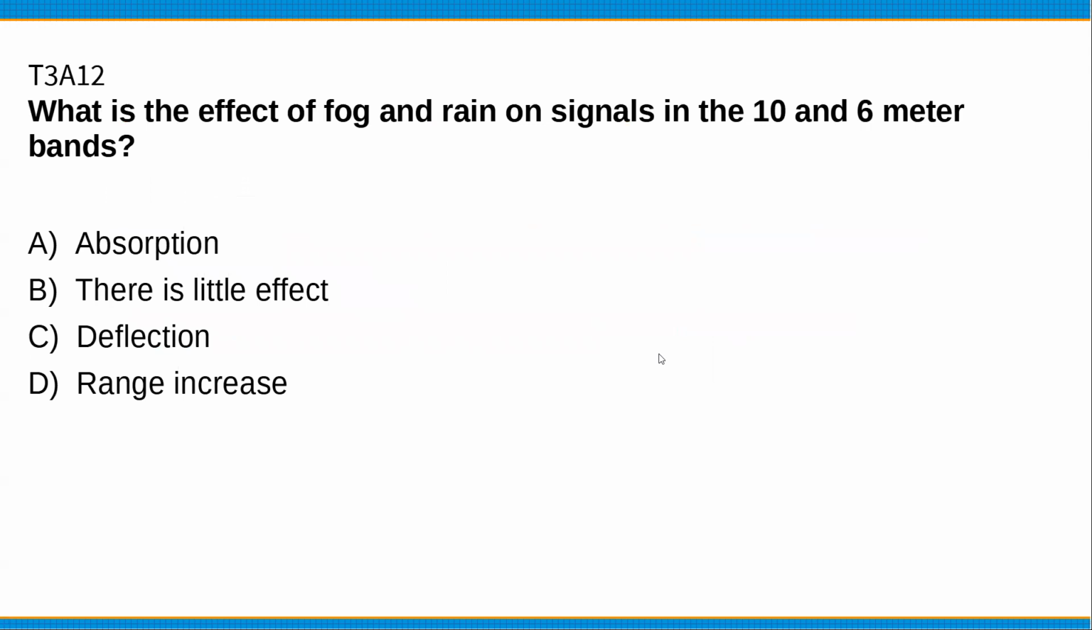What's the effect of fog and rain on signals in the 10 and 6 meter band? Should be little effect. Yeah. I missed that one the other day when the guy was taking his test. Because 6 meters is VHF. That would be for UHF and microwave.